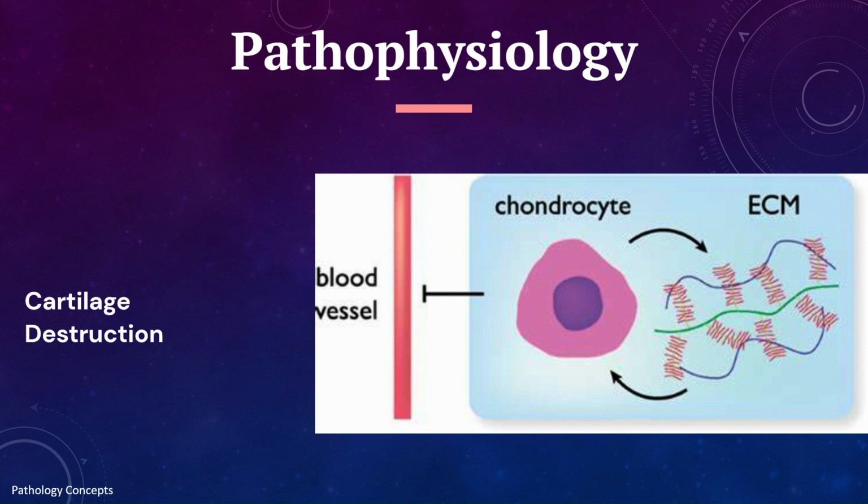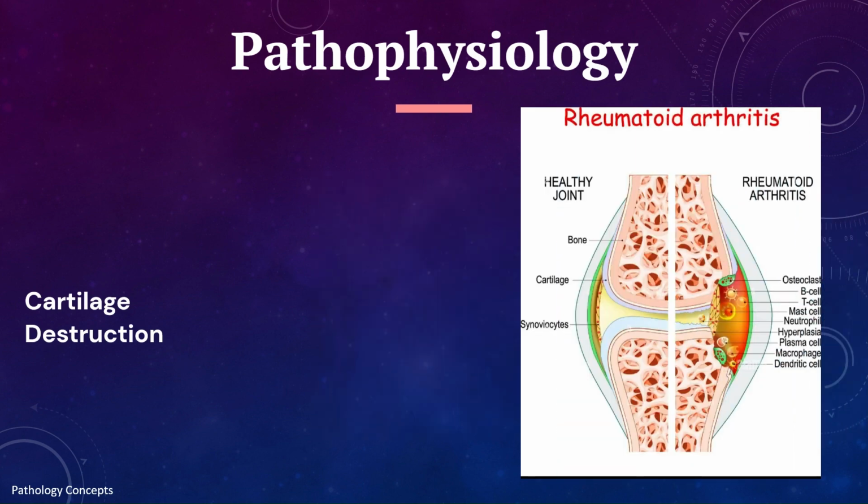The third mechanism is cartilage destruction. Cartilage acts as a key component of the synovial joint, consisting of chondrocytes and a dense and highly organized extracellular matrix. It is synthesized by chondrocytes and contains type 2 collagen and glycosaminoglycans. The hyperplastic synovium causes major damage to cartilage in rheumatoid arthritis.